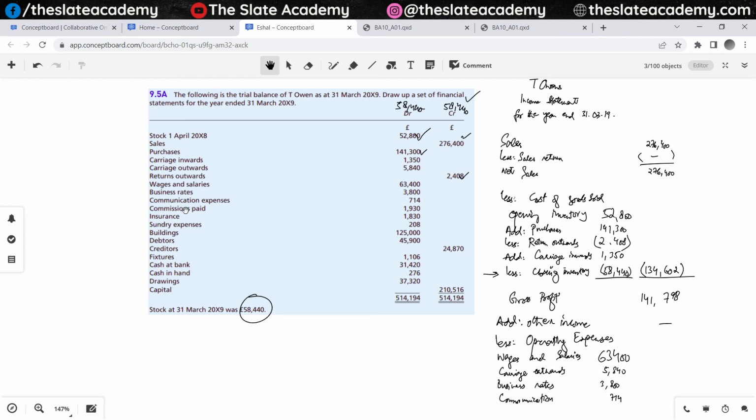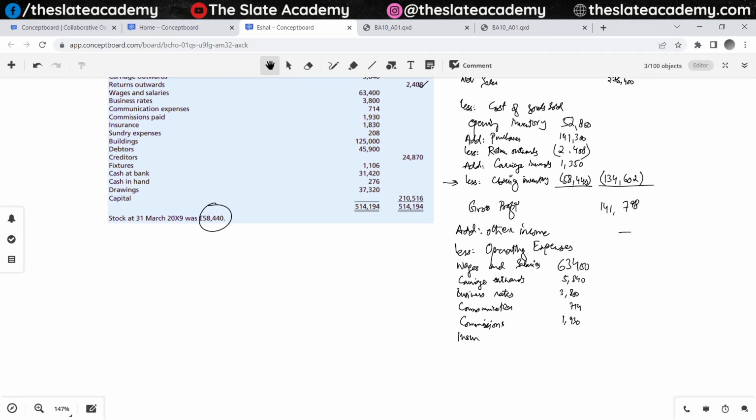Then commissions paid. Commission, similarly, could have a debit balance or a credit balance, so from that we'll figure out if it's an income or an expense. Commissions over here are 1,930. Then we have insurance 1,830. Then sundry expenses 208. The remaining items are balance sheet items. These are all the expenses.